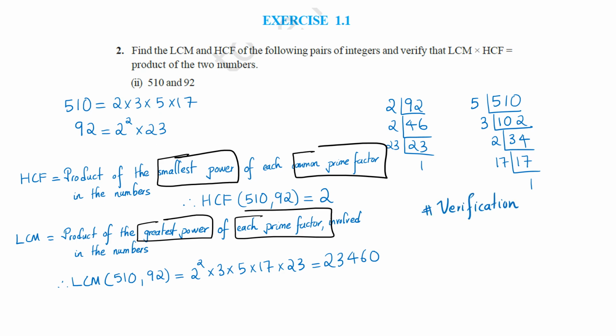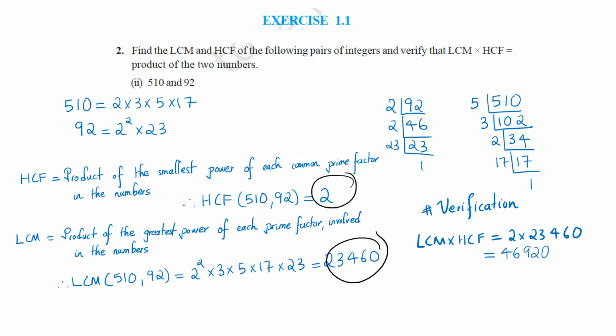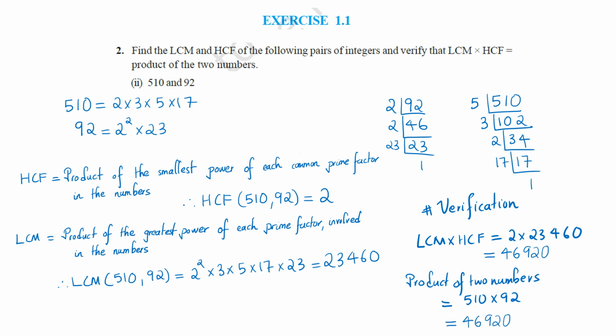23,460. Now let's come to the verification part, because the question is asking us to verify that LCM times HCF is equal to the product of the two numbers. So LCM times HCF: LCM is 23,460, HCF is 2, let's multiply, we get 46,920. Now coming to the RHS, the product of two numbers, 510 times 92, once again it is 46,920, hence verified.